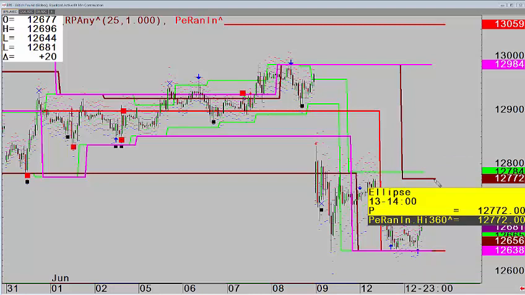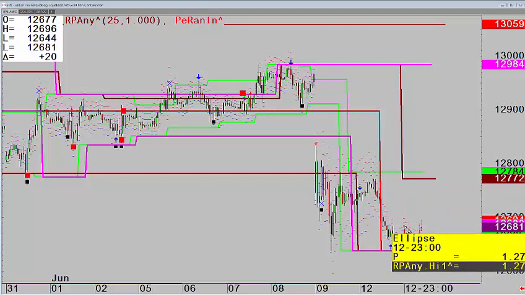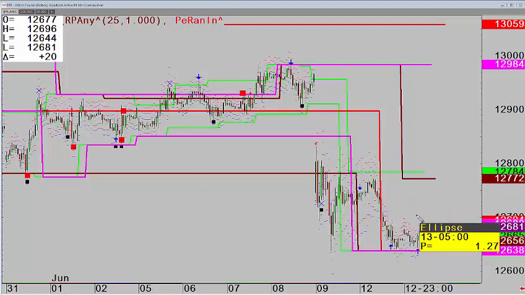127.72 is the nearest reference point on the upside, so there is a bit of space there, but no doubting that the trend has changed.